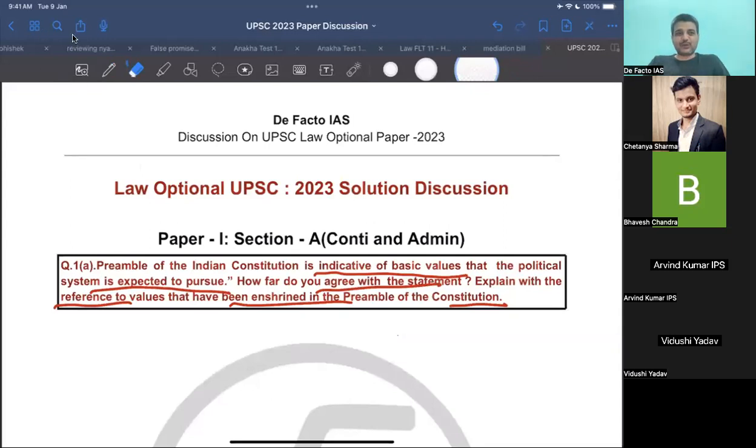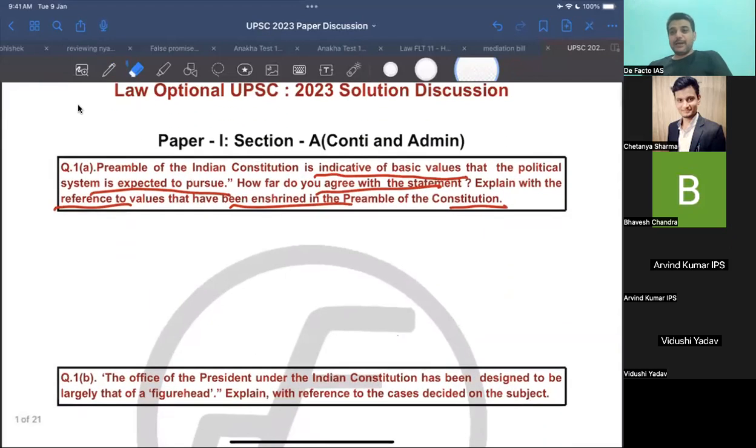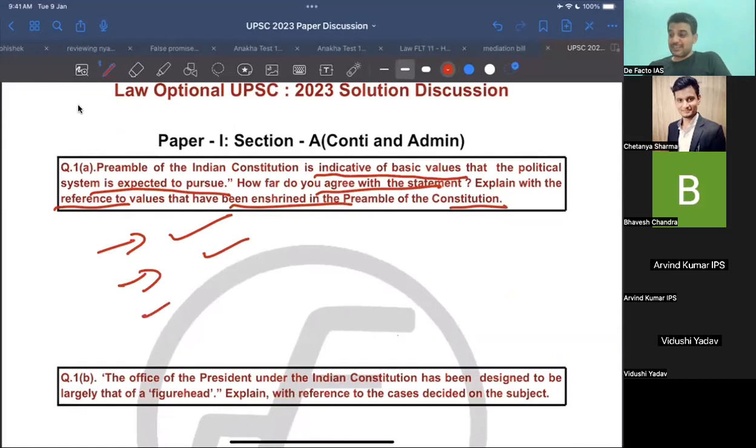So, how will you approach this question? Very simply, you will write that the preamble provides for the following: sovereignty, democracy, republican character, secularism. Then you will simply explain them along with one case, like S.R. Bommai would be mentioned for secularism. Even if you write four to five of them, 150 words is enough. You need not write more than that.